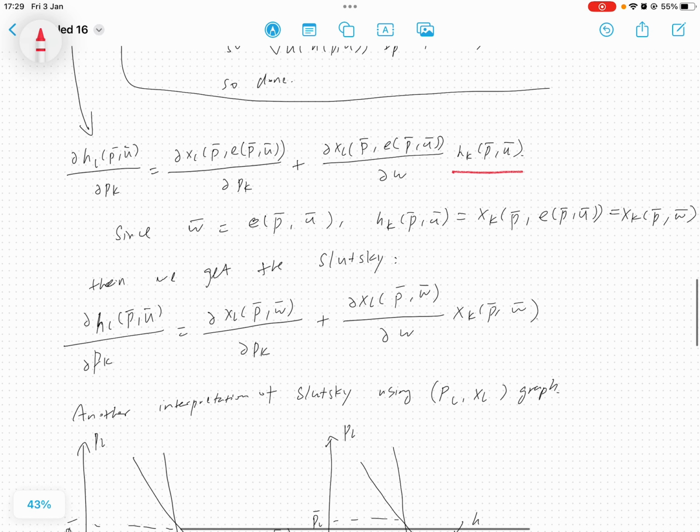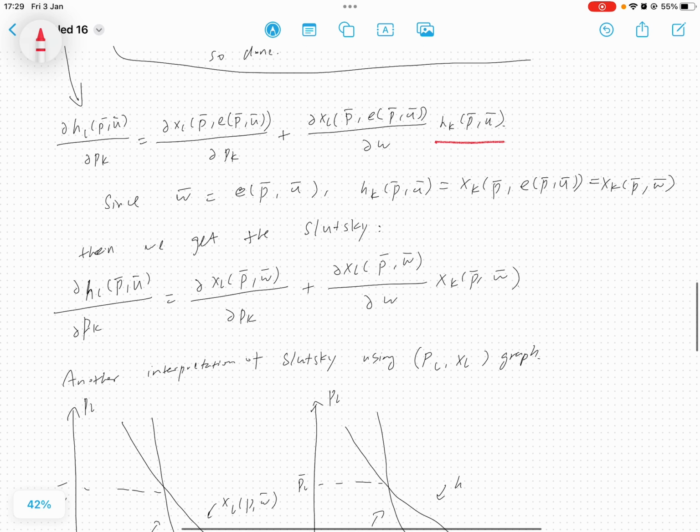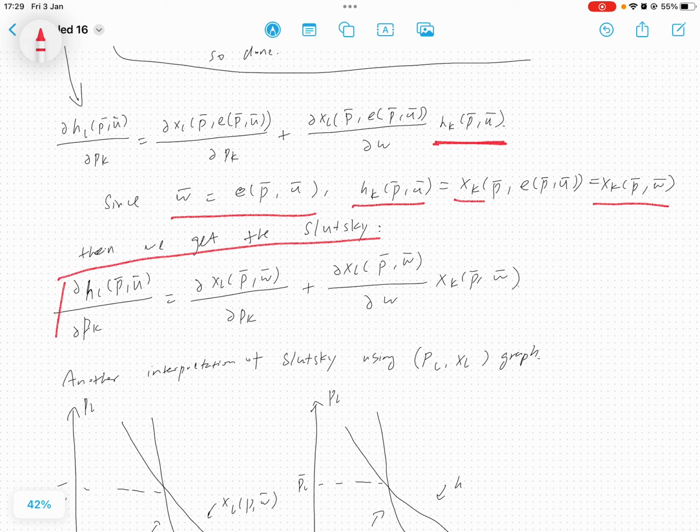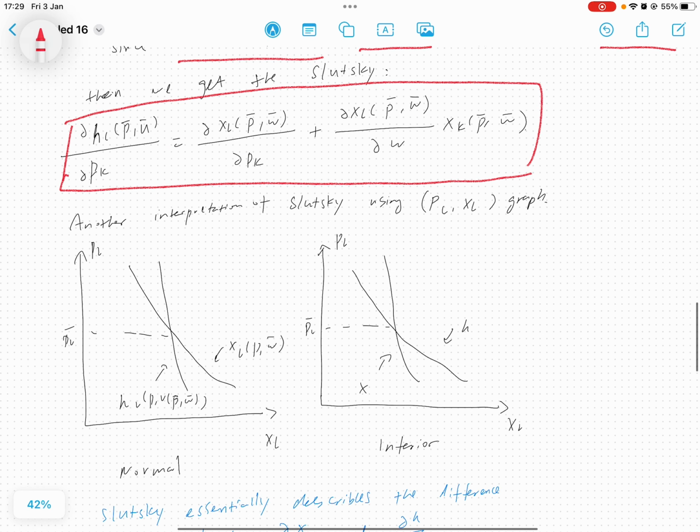Good. So then the rest will be relatively simple. We know that W bar will be the expenditure of P bar and U bar. And then this term here, we can simply use the X to represent that, okay? And finally, this simplifies to the final Slutsky equation that we normally see, okay? Which is talking about the three effects.